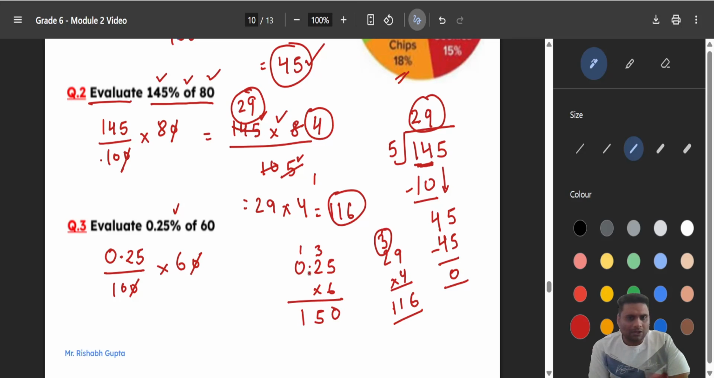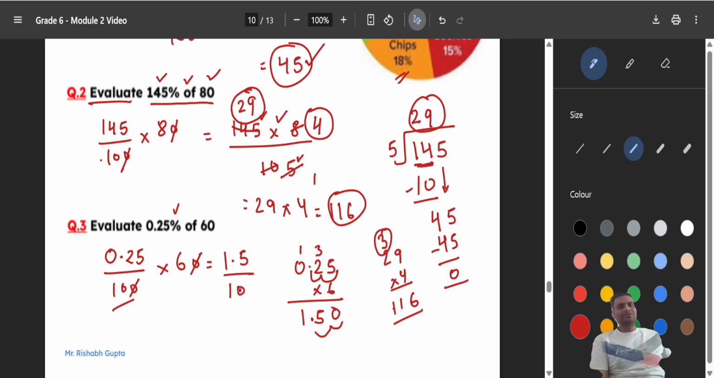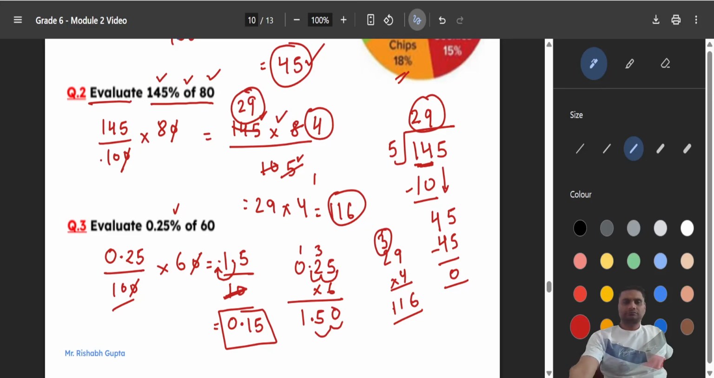Now after the point, how many numbers are there? 2 numbers. So after 2 numbers, put the point. This will become 1.5 over 10. Now check. How many zeros are there down? Only one 0, right? So you remove the 10 and shift the decimal one step towards the left. So this will become 0.15. This will be the answer. I hope you understood.